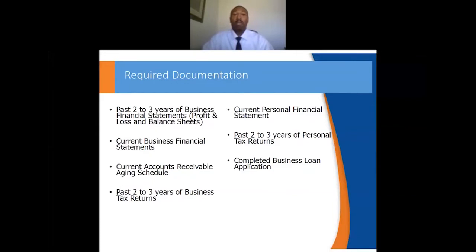So the business plan can be very, very key. I would say we're pretty much almost always going to ask for a business plan on a startup business. Depending on the lender, depending on the financial institution, a business plan sometimes may be asked for on existing businesses that are over 2 or 3 years.